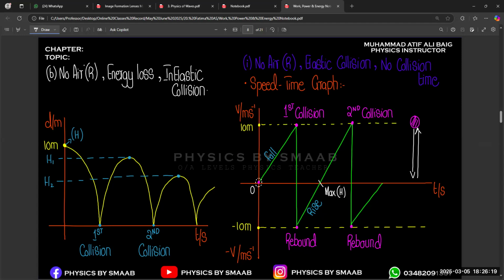In the next class, we will discuss the same graphical representation with inelastic collision, right? You can also draw by yourself what the graphical representation will be when there is inelastic collision and when there is a collision time. And after that, we will start the derivations of equations of motion and then projectile motion, right?